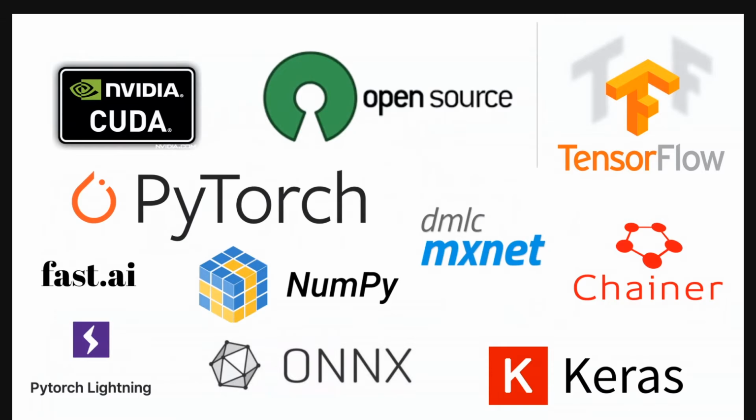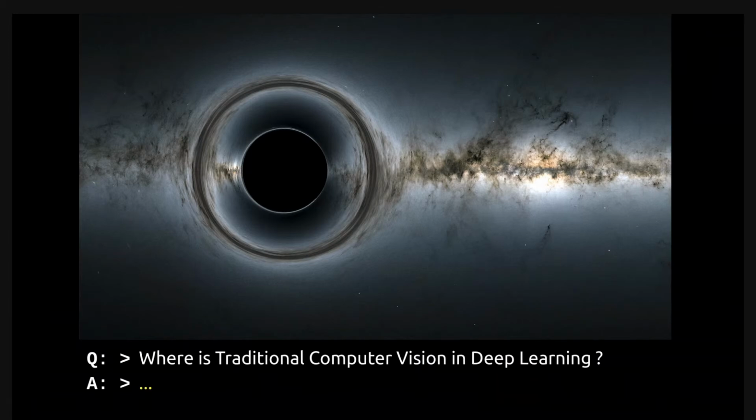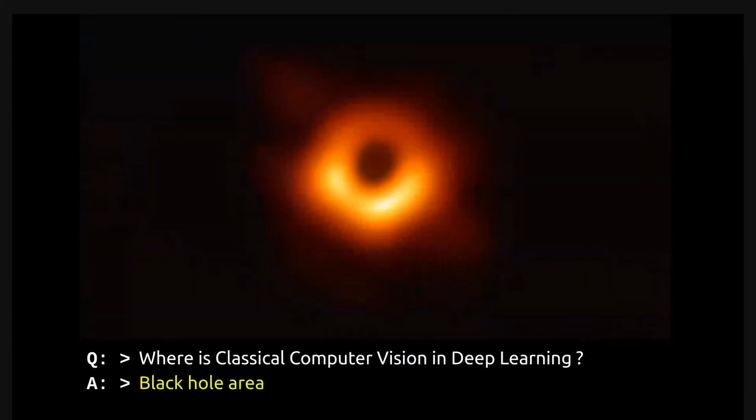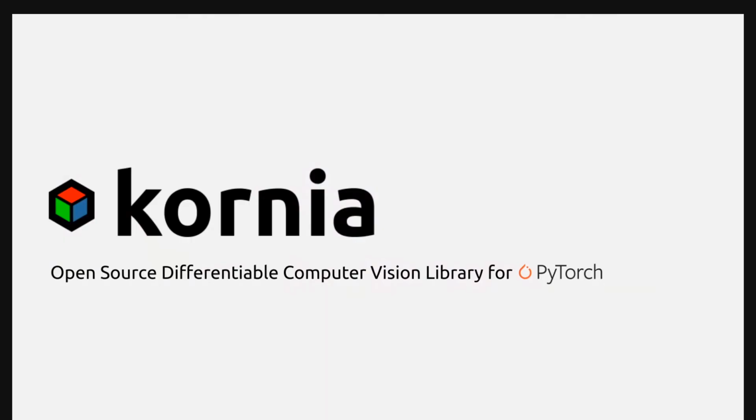But the big question when I started this Kornia project was: what is classical or traditional computer vision within all these frameworks? The answer we found is that within this big ecosystem, there was a black hole around traditional or classical computer vision. And basically, this is the reason for Kornia. Kornia is an open source differentiable computer vision library for PyTorch, meaning that we implemented some of the classical computer vision algorithms using PyTorch as a backend, taking all the advantages that PyTorch can give us.